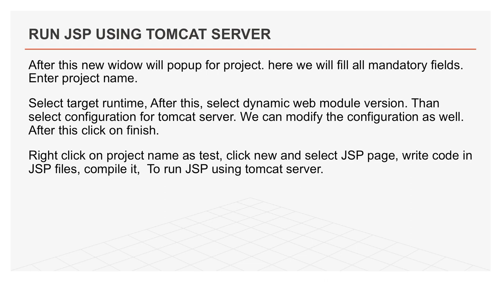So to run JSP, we are using the Tomcat server here. So how do we use the Tomcat server? Right click on the project name, click on Run As, and then click on Run on Server. You can select the server and click on the finish button. It will open your JSP page in the browser. I hope you understand how we run JSP with the Tomcat server.